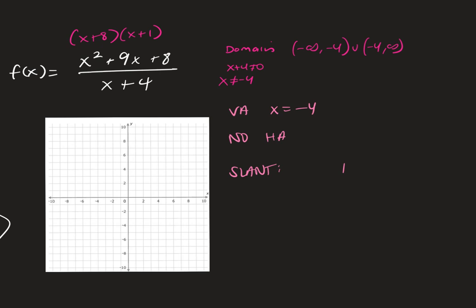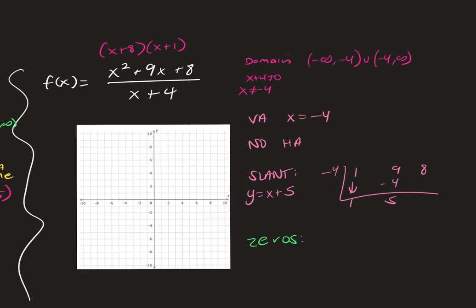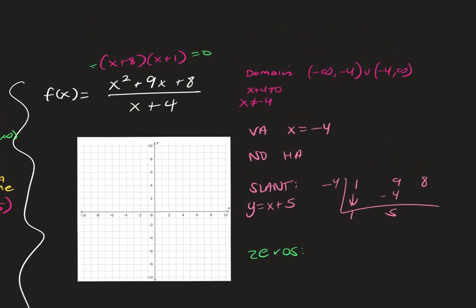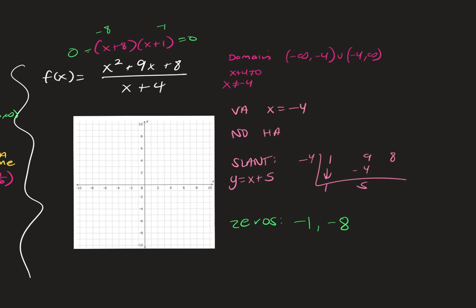I used synthetic division. I wrote out my coefficients. -4 goes on the outside. Bring down the 1. Multiply, put in the next column. Ignore the remainder. And my slant is y equals x plus 5. So then I plot my vertical. The 0 comes from your numerator. There are 2 of them. It's -8 and -1. And then I plotted the y-intercept. Plug in zero and you get +8 over +4, which is 2.